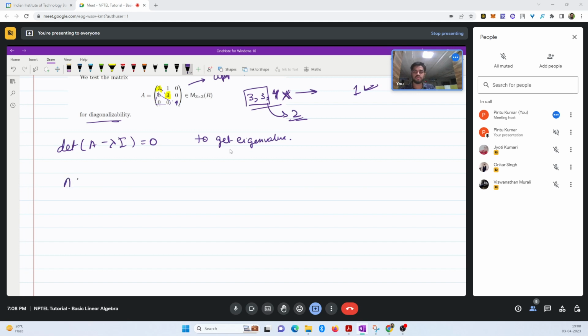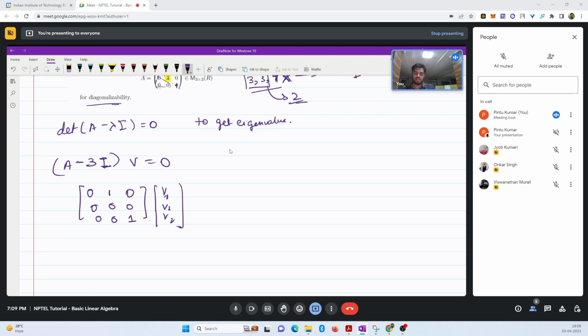So now we will just test for this 3. What we will try to do is look at the solution space of A minus 3I into v is equal to 0. If we take A minus 3I, this would become 0, 1, 0, 0, 0, 0, 0, 0, and this would become 1. Now you see this is already in your row echelon form, and we have only one zero row. So as I said, your number of zero rows should give you your number of linearly independent eigenvectors.